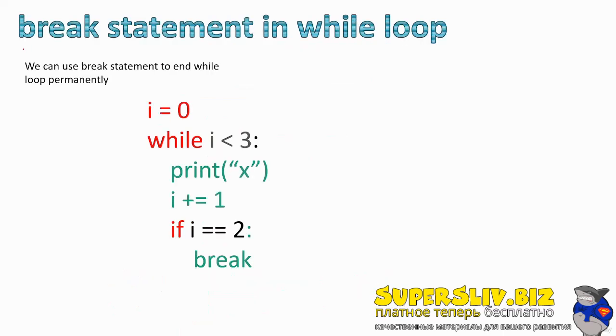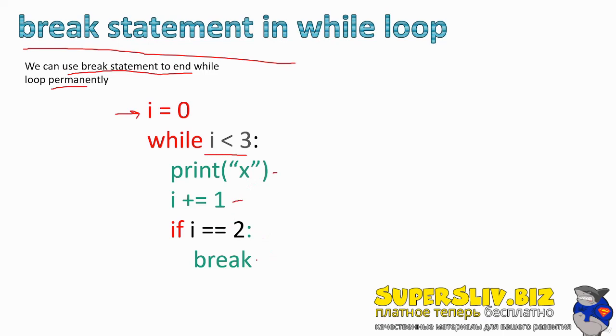Now let us talk about two control statements in while loop. First one is the break statement. We can use the break statement to end the while loop permanently. So let us see this example. I have created a variable called i equal to 0. Then the condition is i less than 3. Then print x, i plus equals 1. If i equals 2, break.